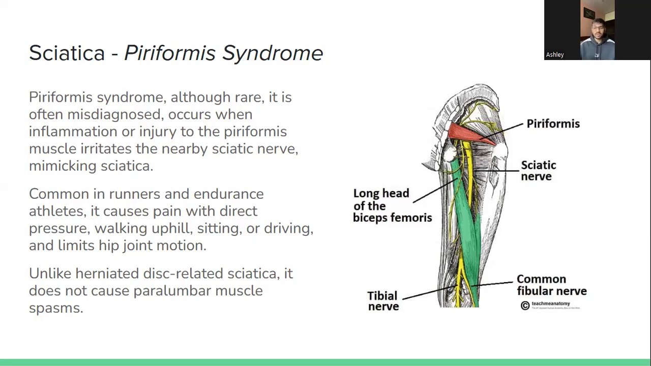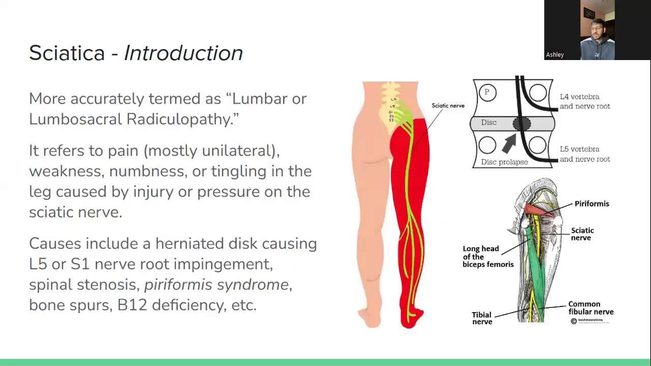It's good to have that knowledge because a lot of things can mimic different conditions. So people might think it's a herniated disc, but it's not. So that is just one thing to keep in mind.